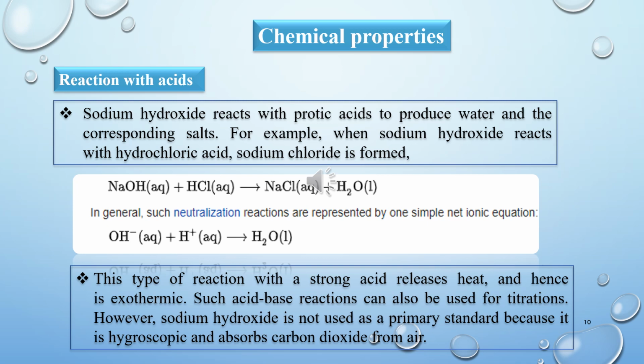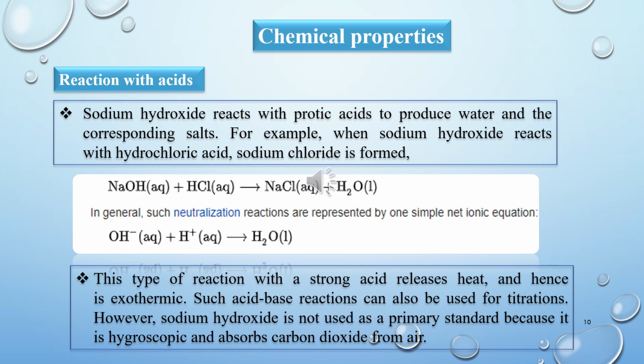Dear students, at this point, it is said that when sodium hydroxide reacts with a protic acid, an acid in which hydrogen ion is connected with a more electronegative atom is known as a protic acid. When sodium hydroxide reacts with a protic acid, it will produce water and salt. Dear students, this is the kind of reaction known as a neutralization reaction, in which acid and base react with each other and form salt and water.